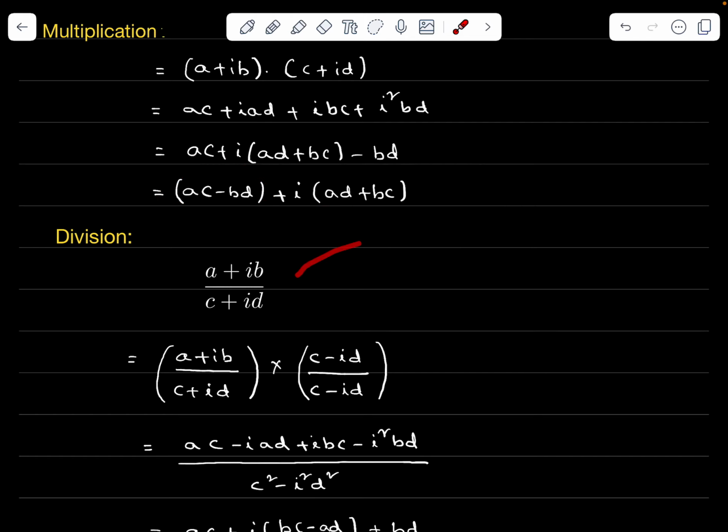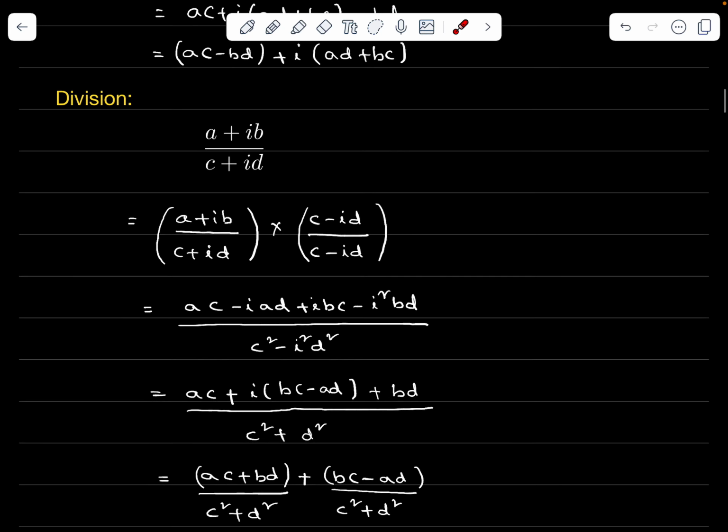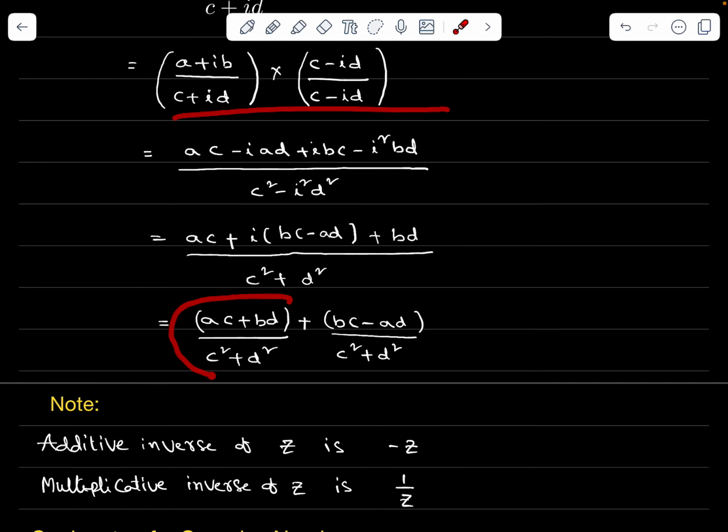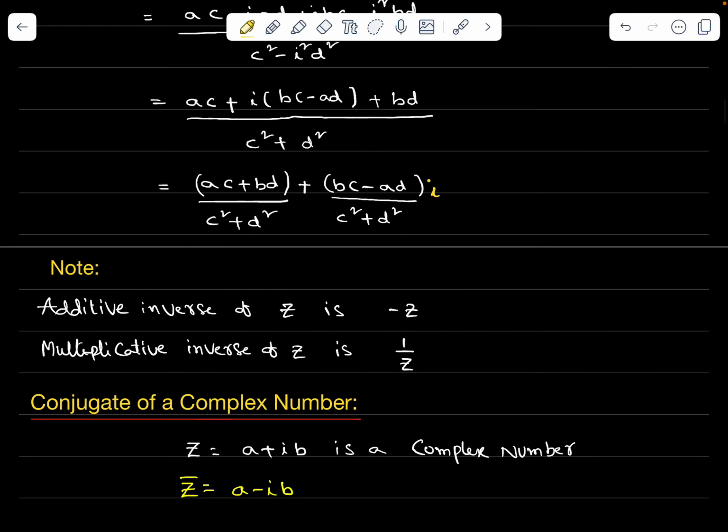Division: a plus ib by c plus id. Rationalize here. Therefore, the answer is ac plus bd by c square plus d square, plus i times bc minus ad by c square plus d square. Here you can write the value of i also. Next, additive inverse of z is minus z. Multiplicative inverse of z is 1 by z.